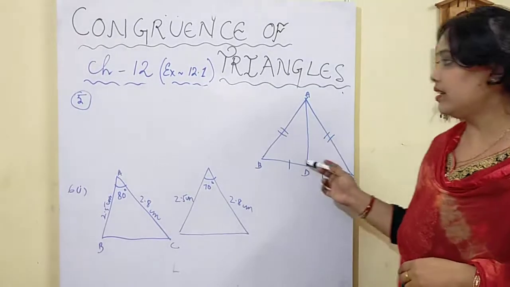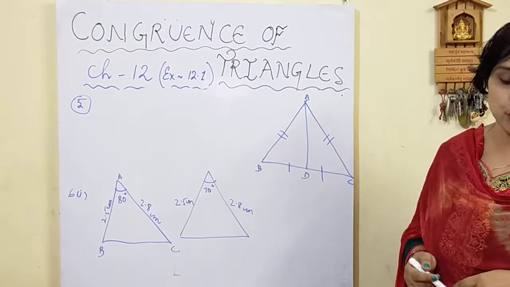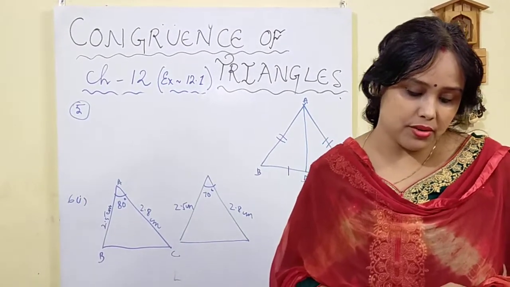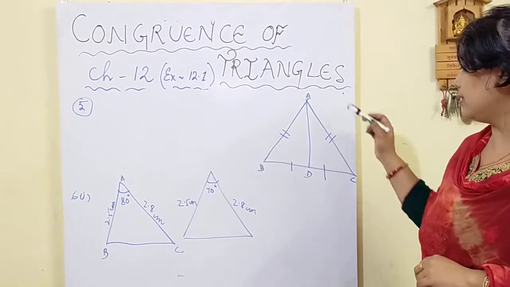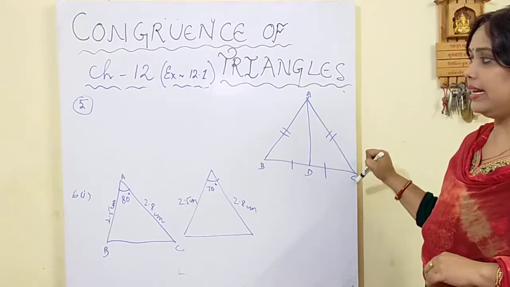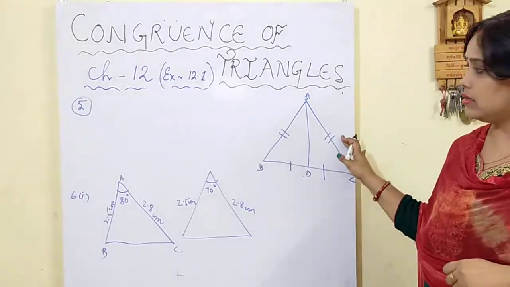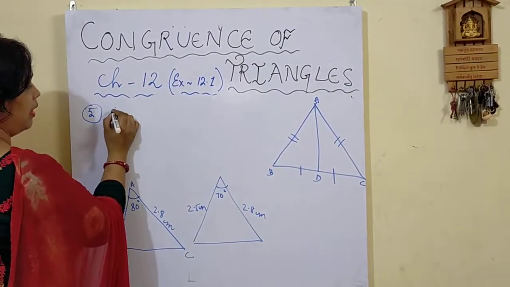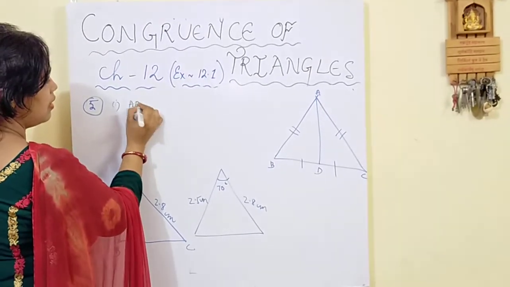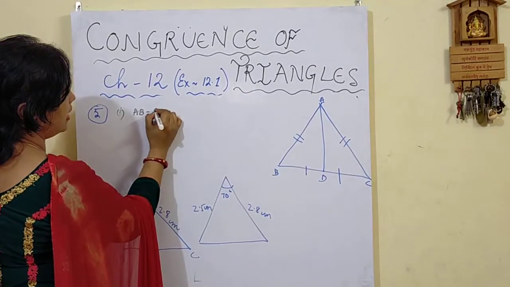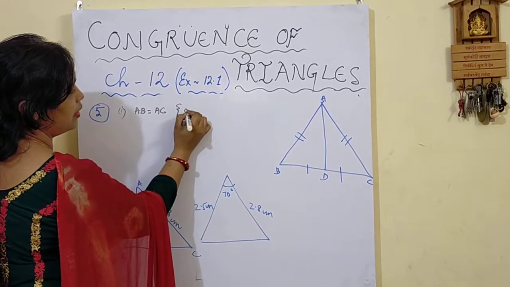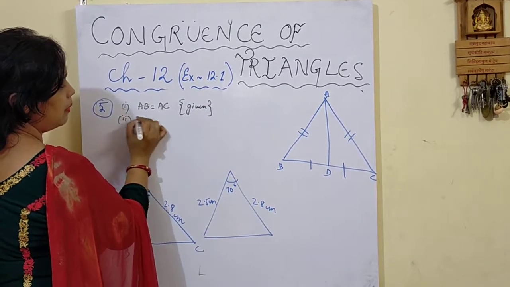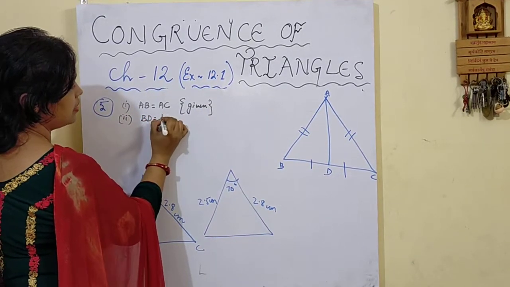Now students, here is question number 5. Here you have to state three pairs of equal parts in triangle ADB and ADC. ADB and ADC. So here we will write, children, how to write, as it is given. Number 1, AB is equal to AC. It is given in the question. Number 2, BD is equal to DC.